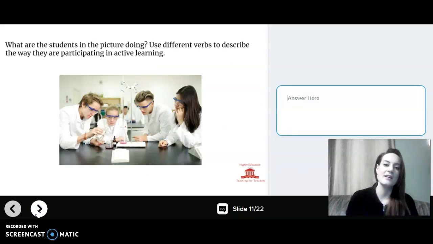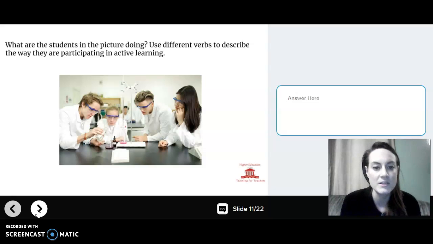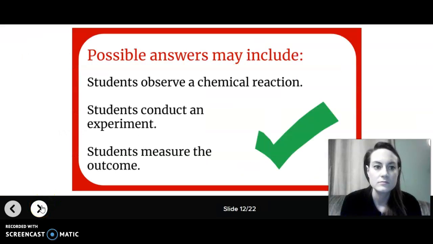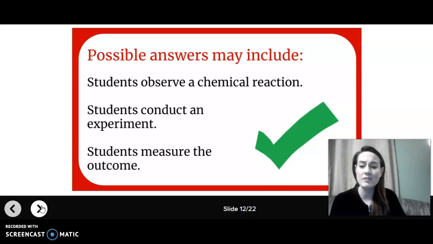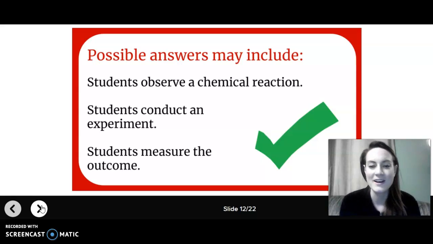What are the students in the picture doing? Use different verbs to describe the way they are participating in active learning. So they are experimenting, discussing. Yeah, they're experimenting, they're discussing. So possible answers may include students observe a chemical reaction, students conduct an experiment, students measure the outcome.